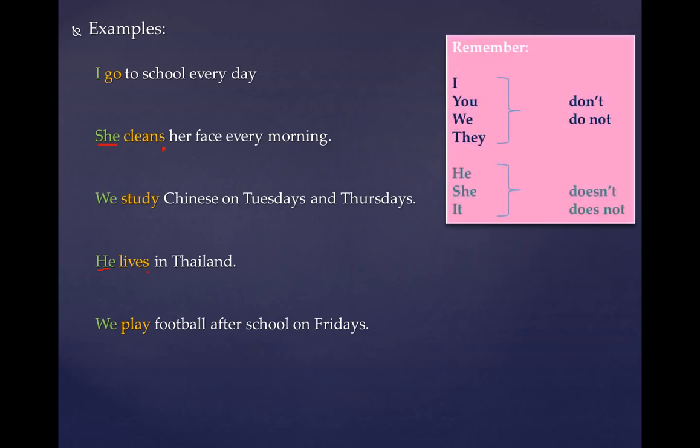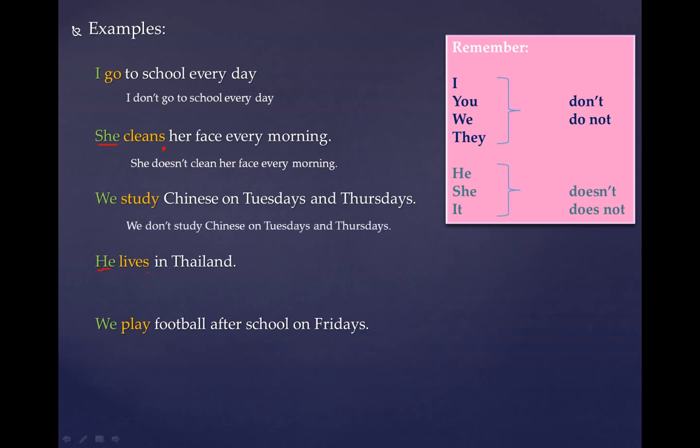Remember, you must use don't or do not for I, you, we, they, and doesn't and does not for he, she, and it. So, what is the negative? I go to school every day. I don't go to school every day. She cleans her face every morning. She doesn't clean her face every morning.